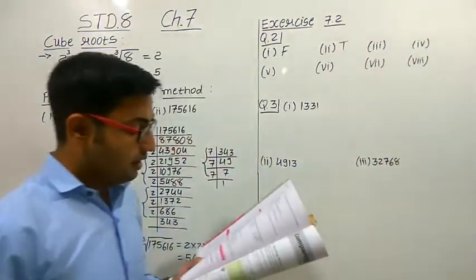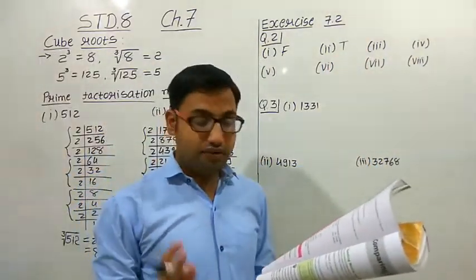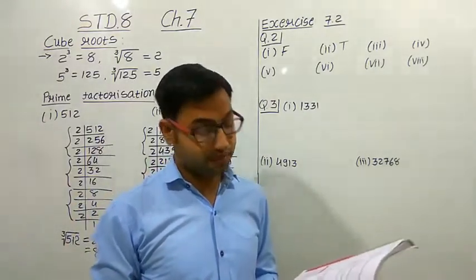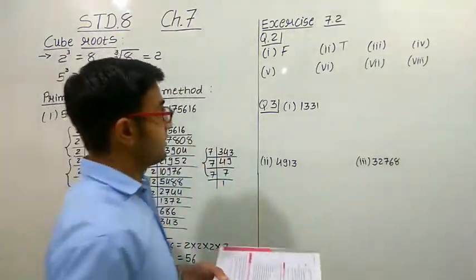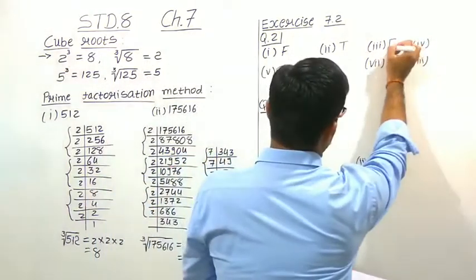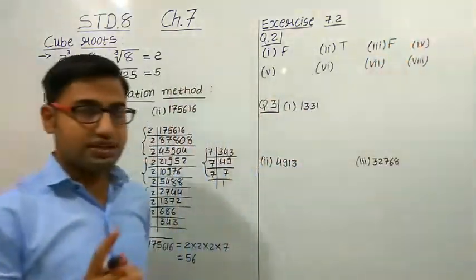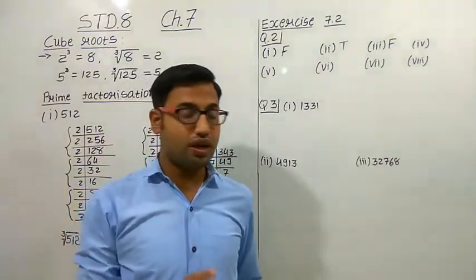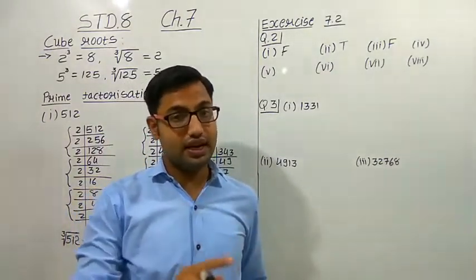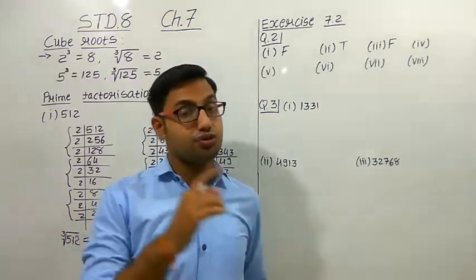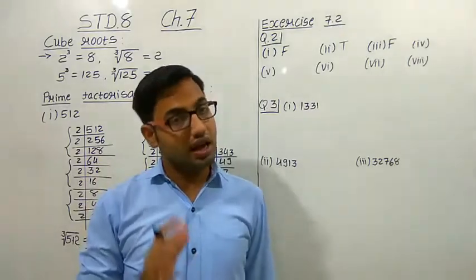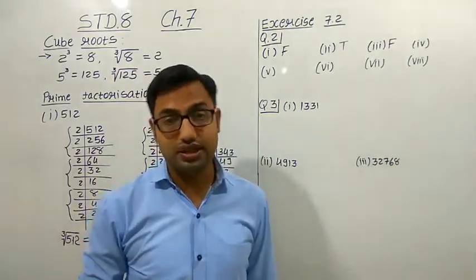Third one is, if the square of a number ends with 5, then its cube ends with 25. No, it is not necessary. This statement is false. One example you can take is that it is possible only with 5, because the square of 5 is 25, which ends with 5. The cube of 5 is also 125, and it ends with 25, but it is the only case. After that, we cannot get the same thing.